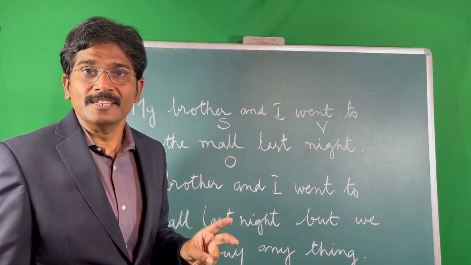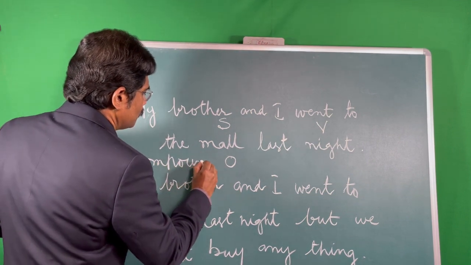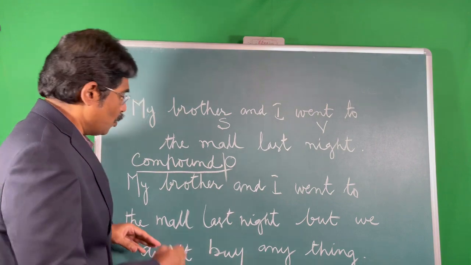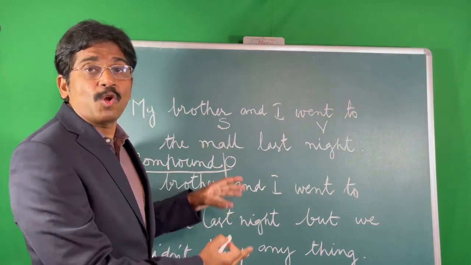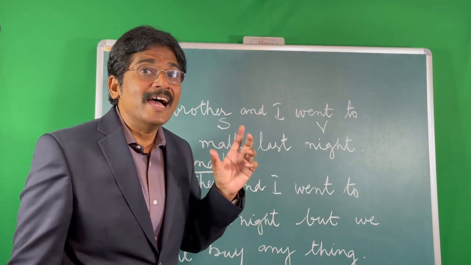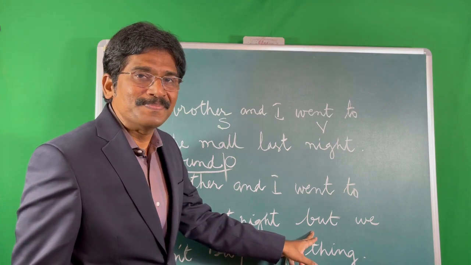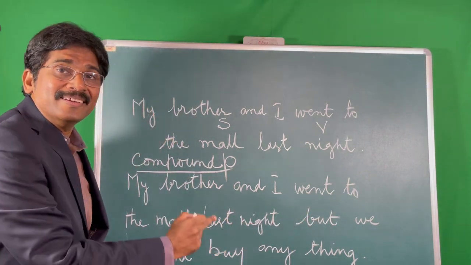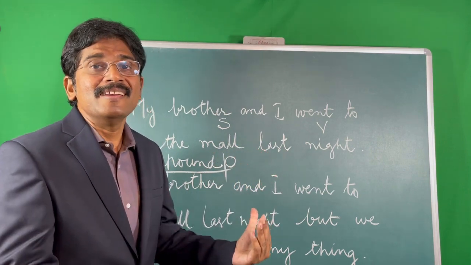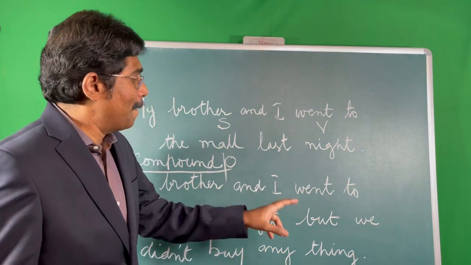Now let us see the other type of sentence, the compound sentence. Right. This is the compound sentence. My brother and I went to the mall last night. So this is one independent clause. And we want to give some more information, and we want to add another independent clause. And we do it with the help of a coordinating conjunction. But we didn't buy anything. So here two clauses are combined. So when we combine two clauses, we say it is a compound sentence. And we join these two clauses with the coordinating conjunction but.